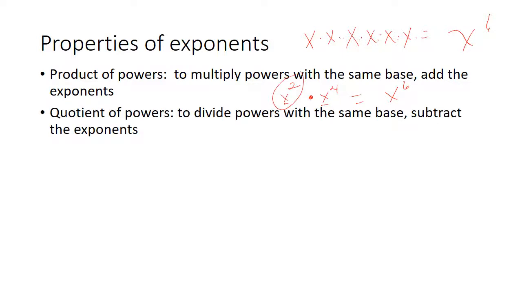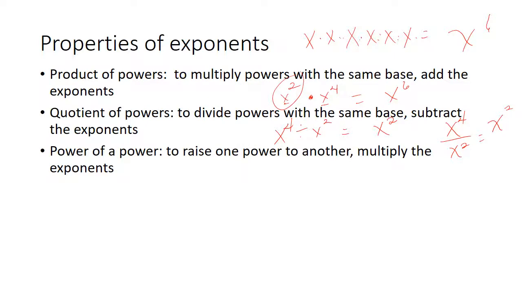The quotient of powers: if you are dividing powers with the same base, you're going to subtract the exponents. That can be written like x to the 4th divided by x squared, in which case you would do 4 minus 2, which is x squared. Or if it's written this way, x to the 4th divided by x squared, x squared is the answer when you subtract them.